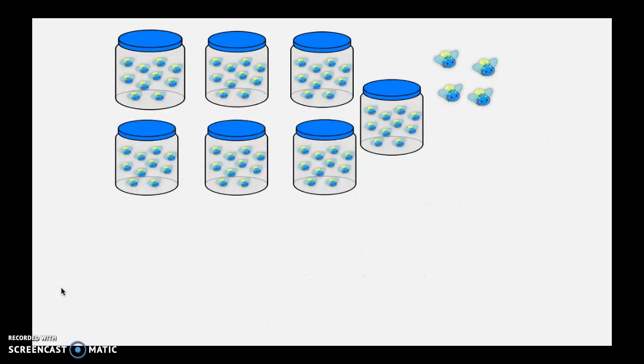So here we go. I went outside with Miles and caught all these fireflies. Wow, there's so many in those jars. Now each of the jars is a group of tens, and then of course the ones still flying around are the ones. Can you go ahead and count and see how many groups of tens I have?